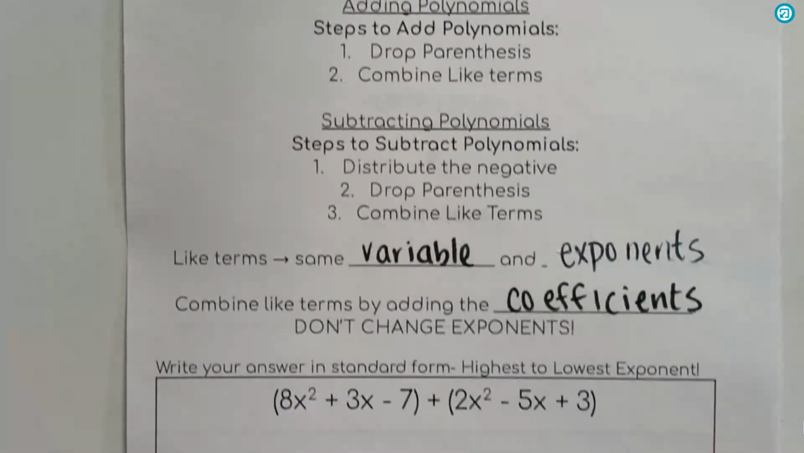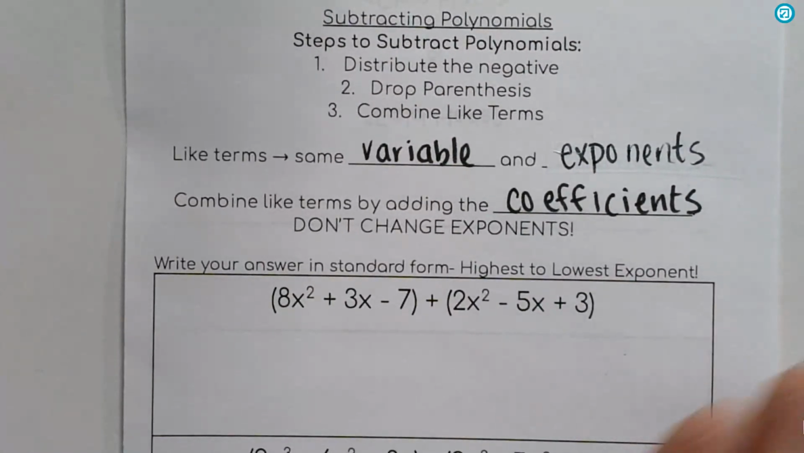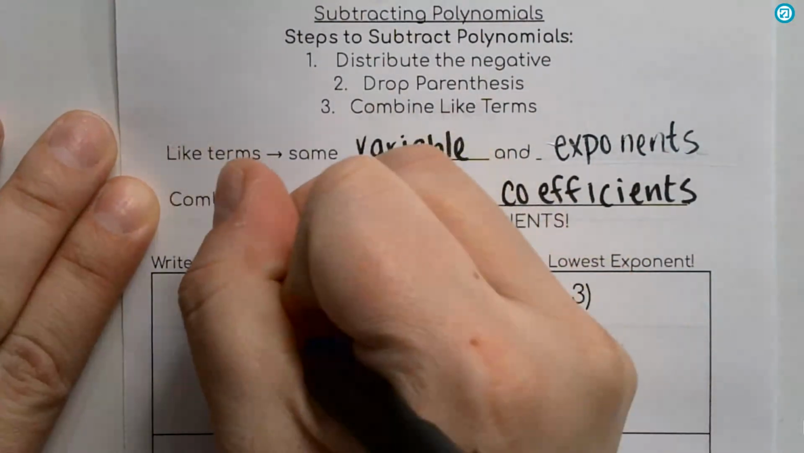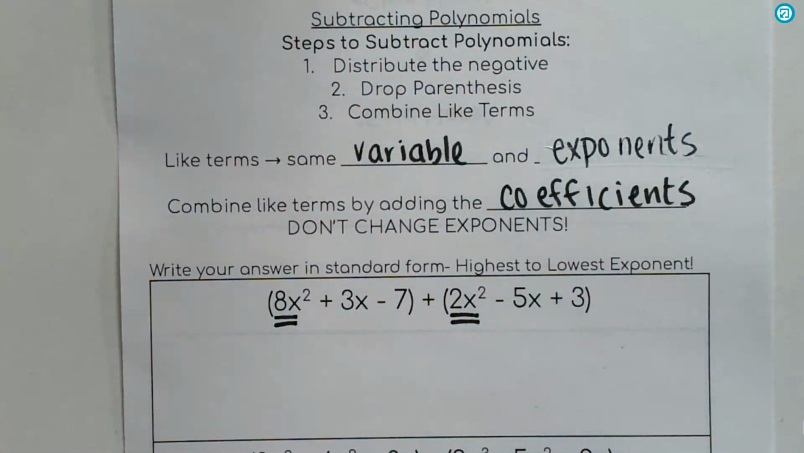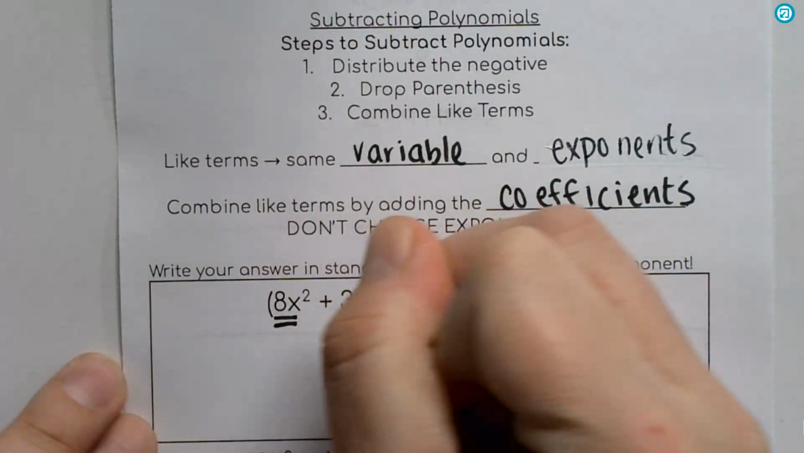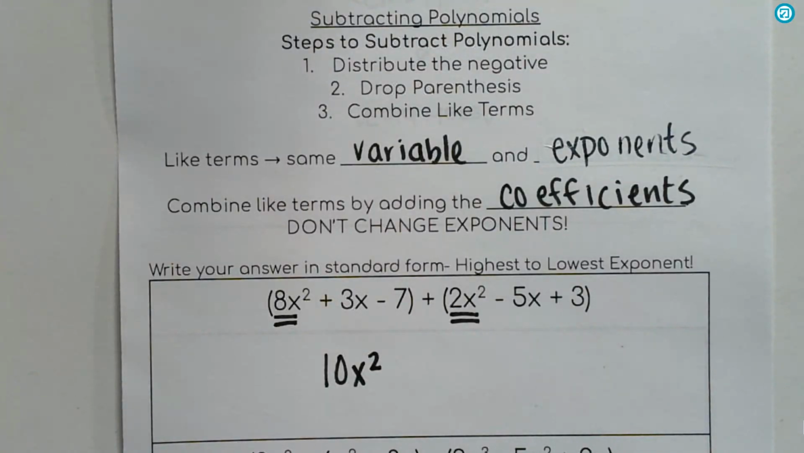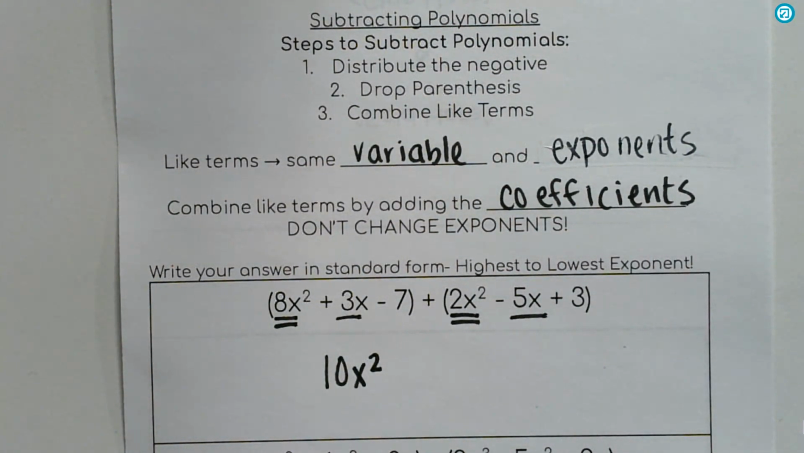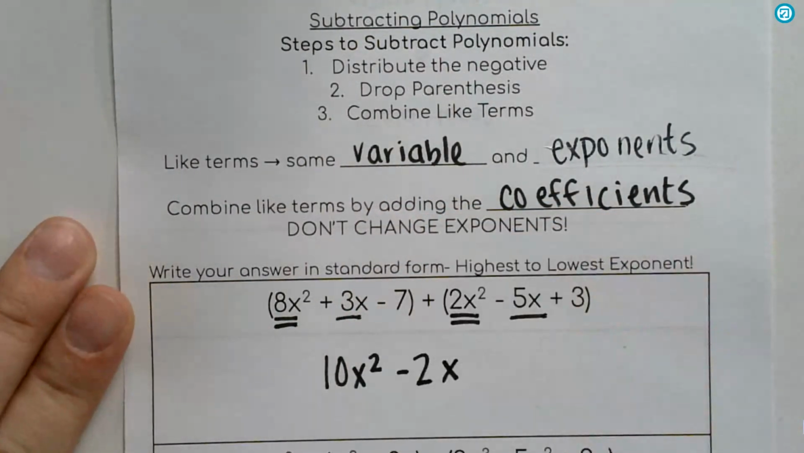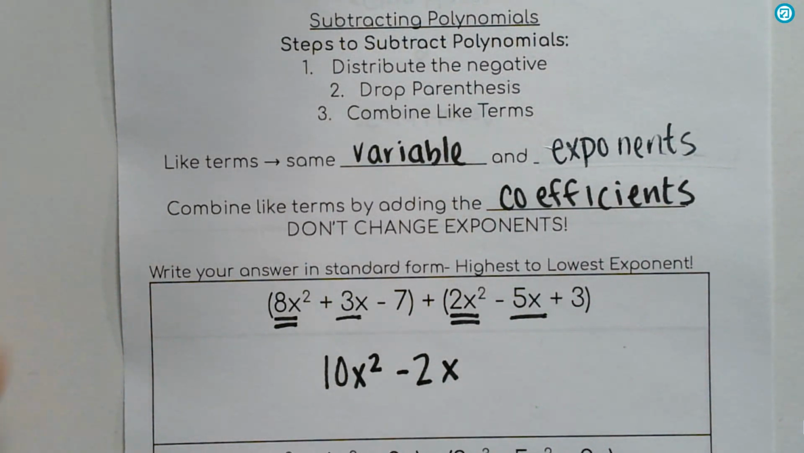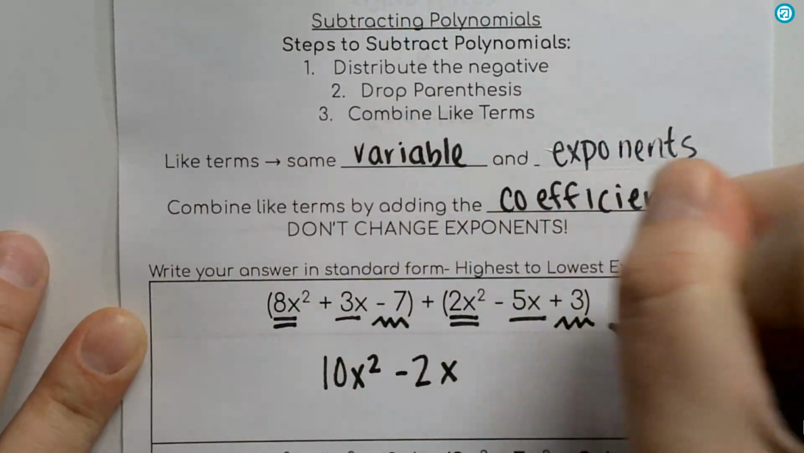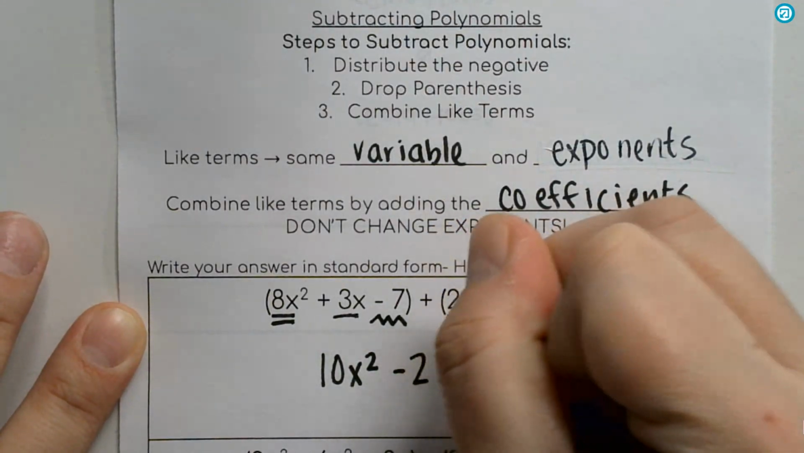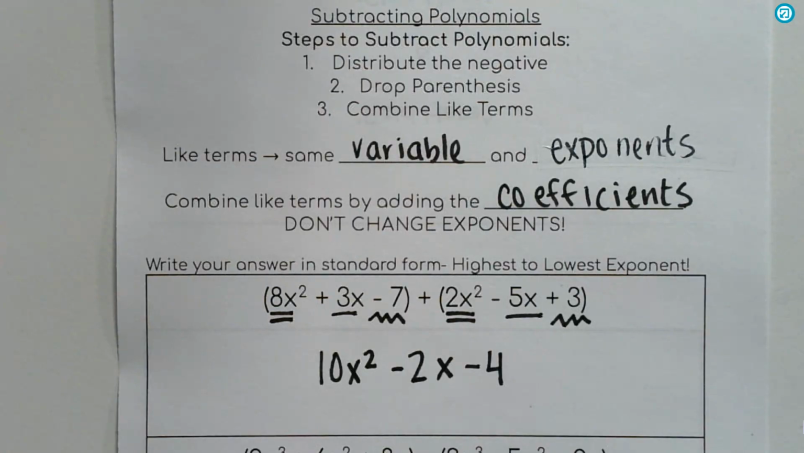So we're going to look at our first one because it's an addition problem, and then we'll come back and talk about subtracting. So this first one here is an addition problem. We are just adding together the like terms. So 8x squared and 2x squared can get added together. 8 plus 2 is 10. So we would have 10x squared. Next up, 3x and this negative 5x can get added together. 3 and negative 5, same thing as 3 plus negative 5 or 3 minus 5, is negative 2x. And then negative 7 plus 3 is negative 4. So it's just really like the combining like terms that we did on whatever day we did that. Friday.